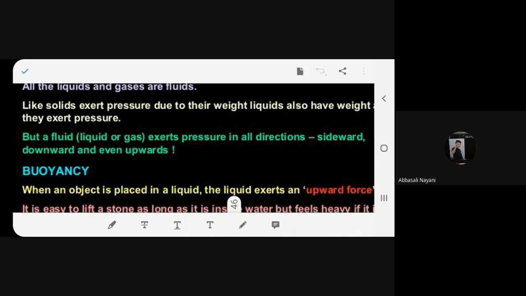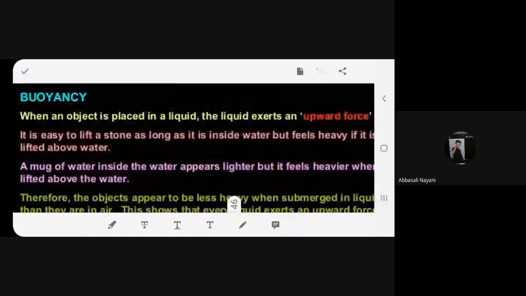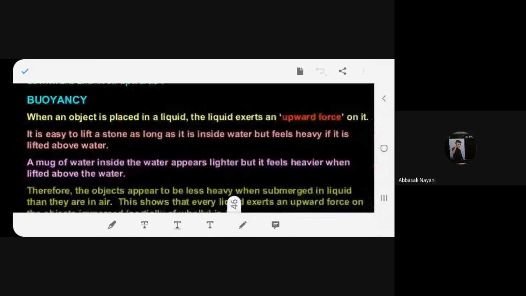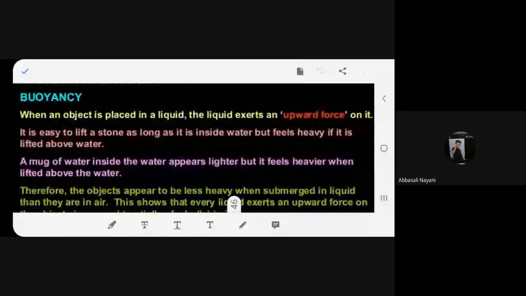Now we come to another terminology that is called buoyancy. Let's start. Please start.